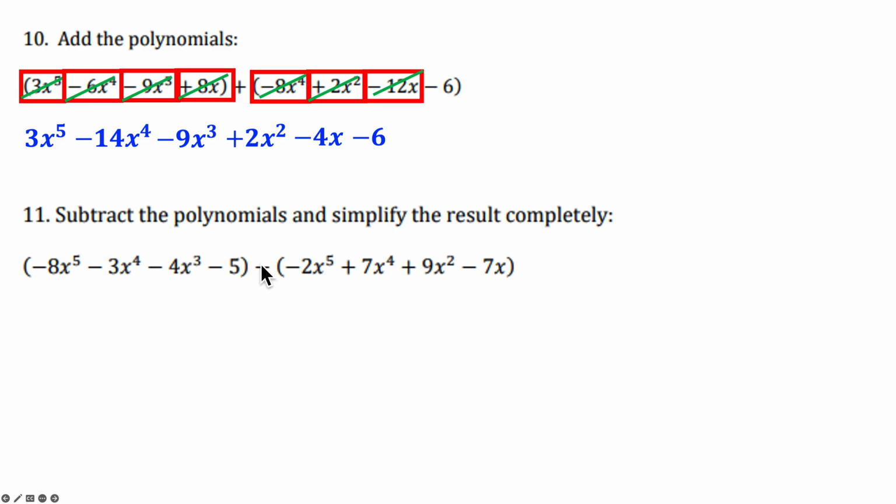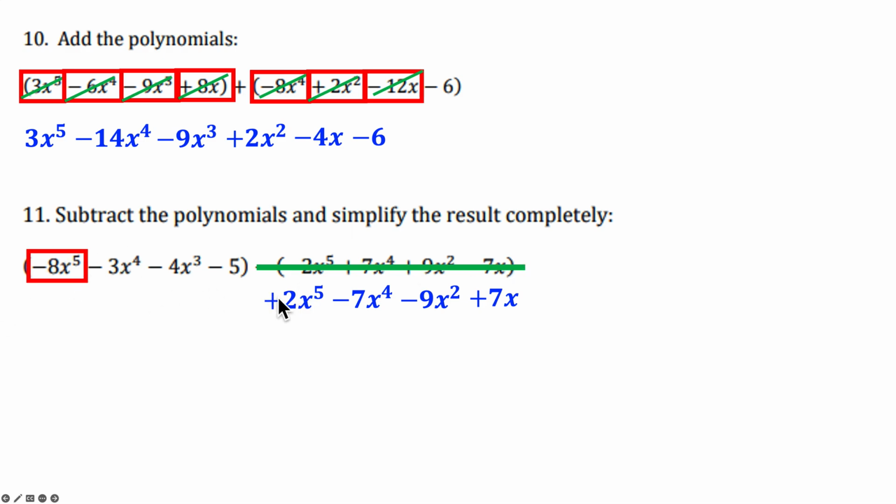Subtraction, again, this minus sign has to go through and change all the signs. So negative 2x to the 5th becomes positive. Plus 7x to the 4th becomes minus. Plus 9x squared becomes minus 9x squared. Minus 7x becomes plus 7x. Cross this all out. You don't need it anymore.